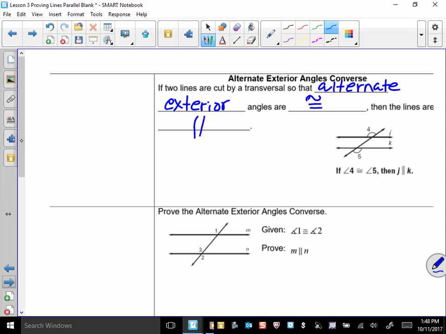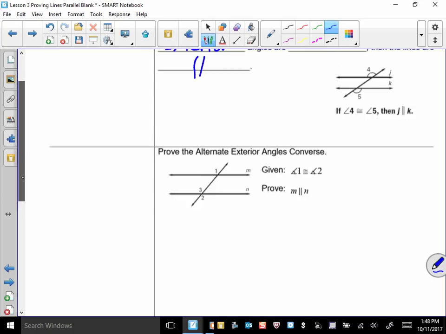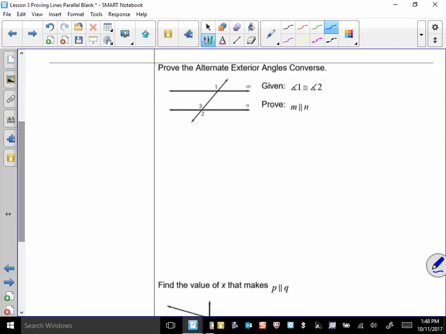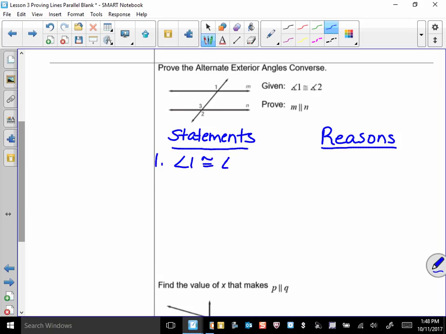All right, so let's hop right in here and prove one of these theorems. We could prove them all, but we're going to just prove this last one here, the alternate exterior angles converse. So of course, as you know, when we're proving one of the theorems, we can't use that in our proof. So we just got to remember to stay away from that. So get your two columns set up. Of course, we know our first step is what's given. Angle 1 is congruent to angle 2.